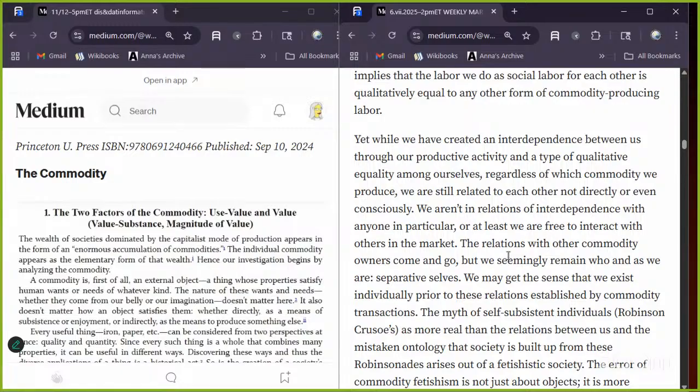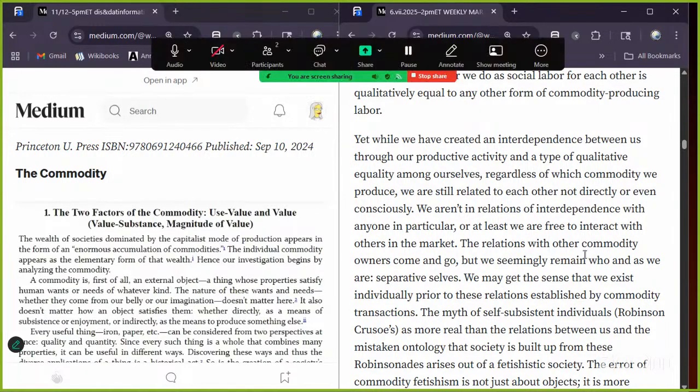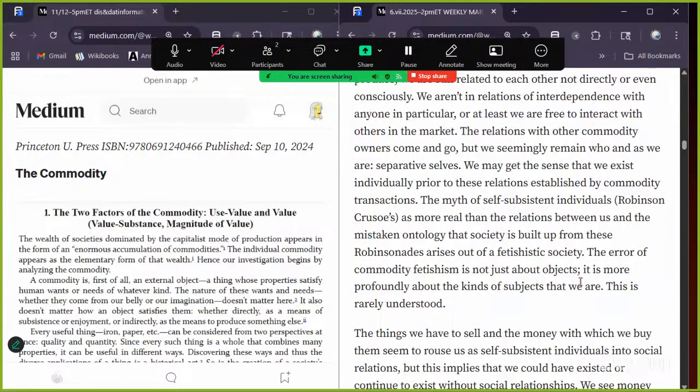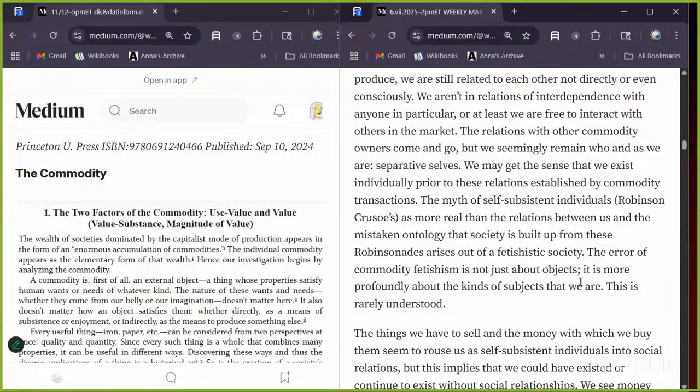The relations with other commodity owners come and go, but we seemingly remain who and as we are, that is, separative selves. Now, we may get the sense that we exist individually prior to these relations established by commodity transactions. The myth of self-subsistent individuals, that is the Robinson Crusoe model, as more real than the relations between us, and the mistaken ontology that society is built up from these Robinsonades, arises out of a fetishistic society.